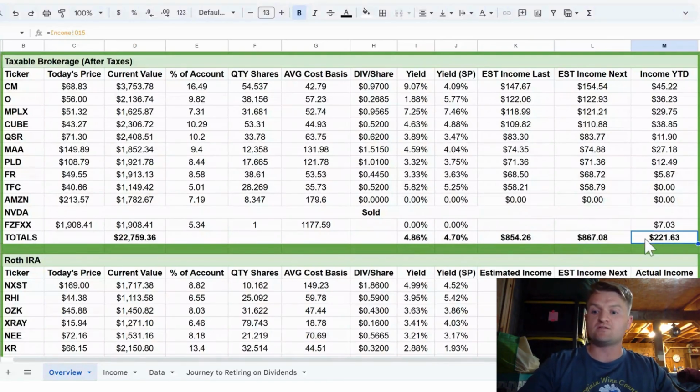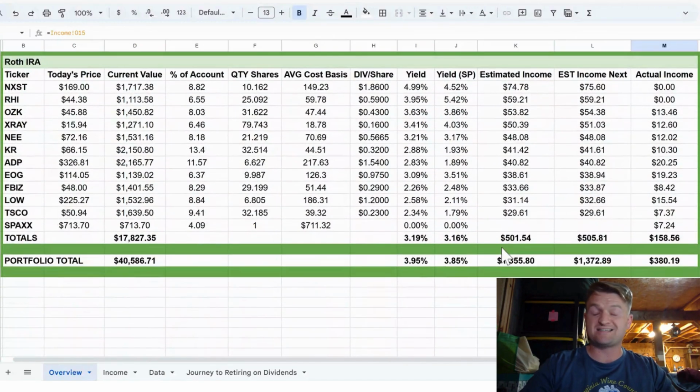Our income year to date is $221.63 for the bridge account. Dropping down to the Roth IRA, our estimated income was $501, is now $505. Our actual income was $158.56. And then jumping down to the bottom, our portfolio total, our current yield based off all our stocks is 3.95%, which is pretty good.